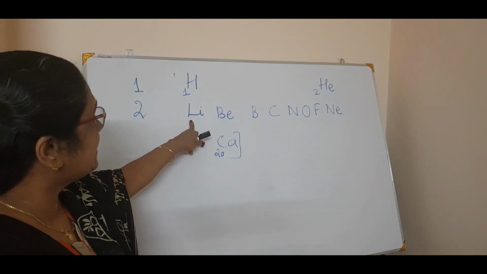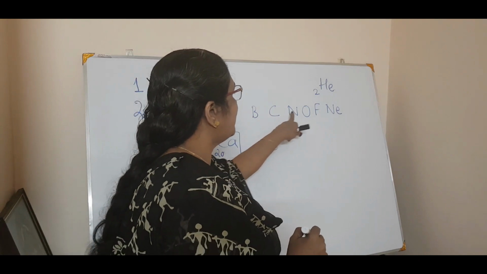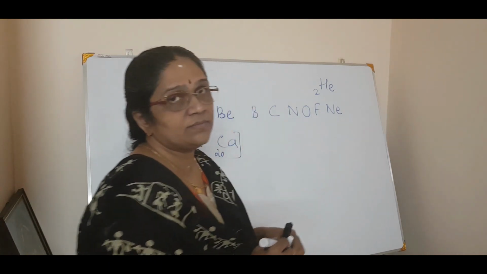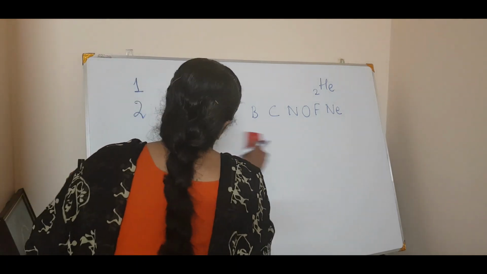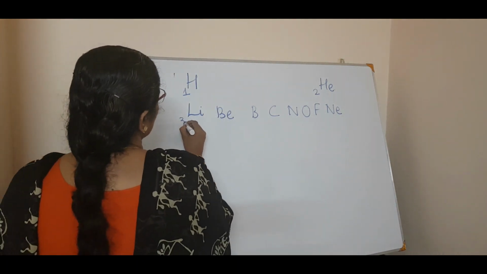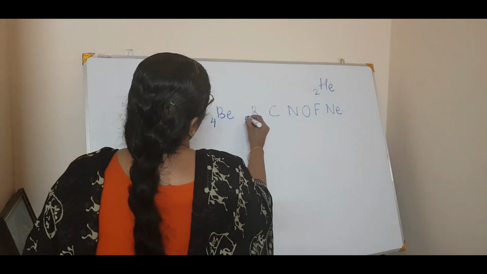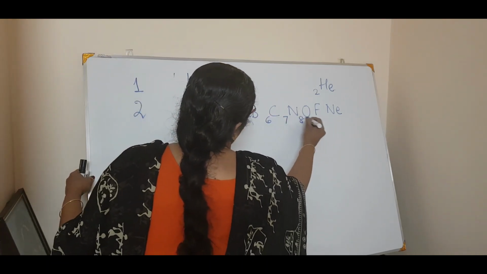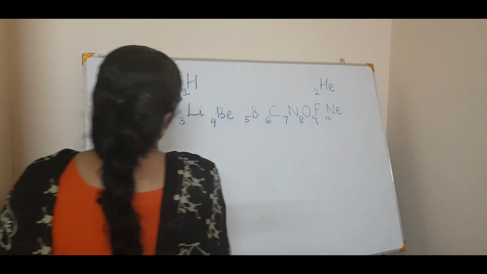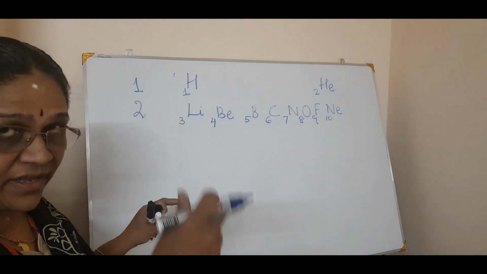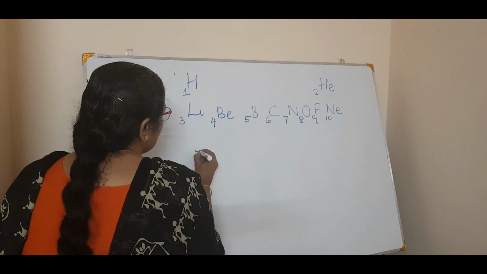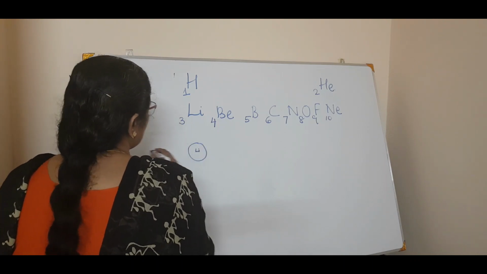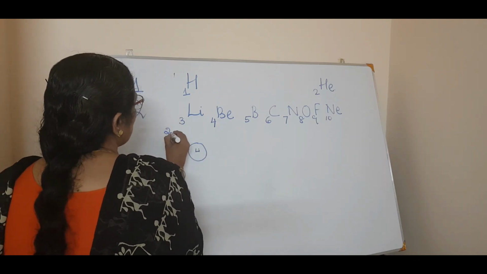We will see lithium, beryllium, boron, carbon, nitrogen, oxygen, fluorine, neon. Now I will draw it. Lithium is 3, beryllium 4, boron 5, 6, 7, 8, 9 and 10. Now I am drawing the electronic configuration. See, lithium is 3. So lithium I will write, first shell is, electronic configuration is 2, 1.